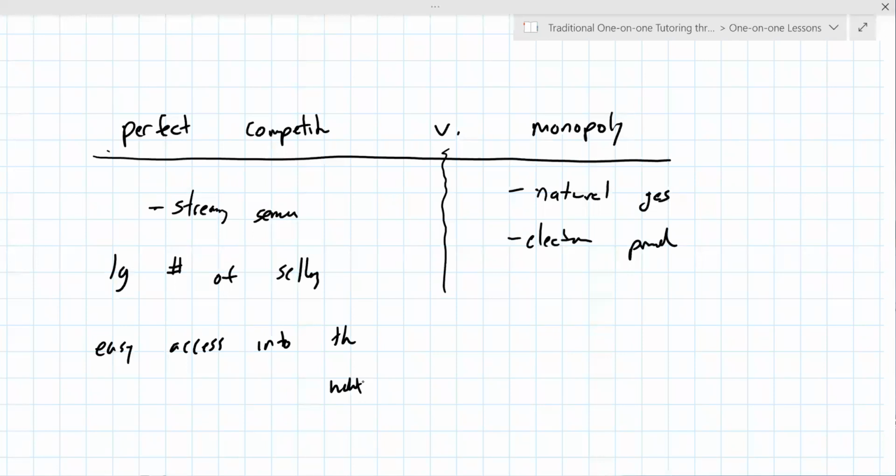Now, monopolies generally have one seller. That's the big thing to remember about a monopoly. There's only one person. They make the price and you take the price. Now, if you and I start a hot dog stand and we charge $10 for a hot dog, do you think people are going to want to buy at that price? No.